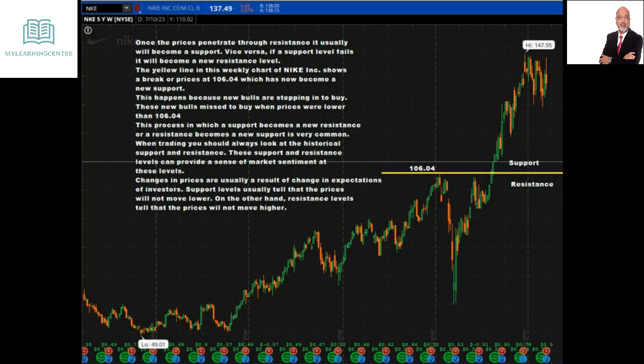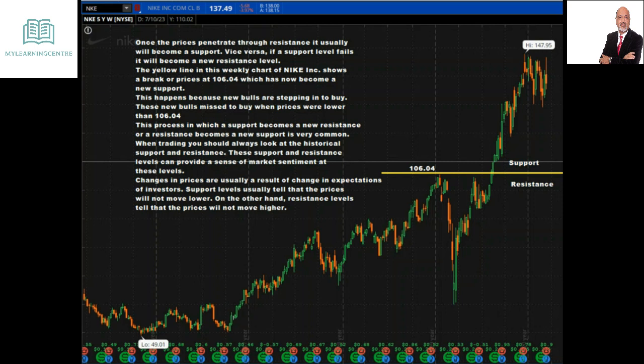The yellow line in this weekly chart of Nike Inc. shows a break of price at 106.04, which has now become a new support. This happens because new bulls are stepping in to buy. These new bulls missed the chance to buy when prices were lower than 106.04. This process, in which a support becomes a new resistance, or a resistance becomes a new support, is very common.